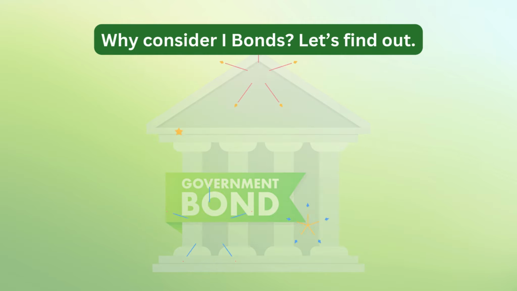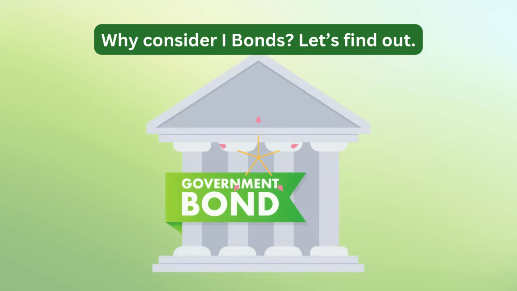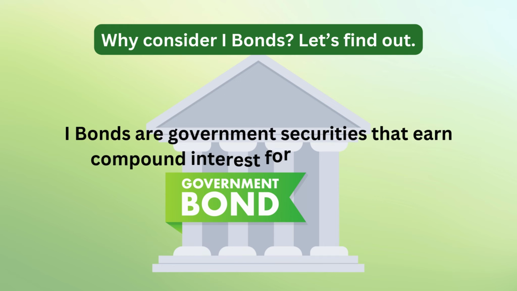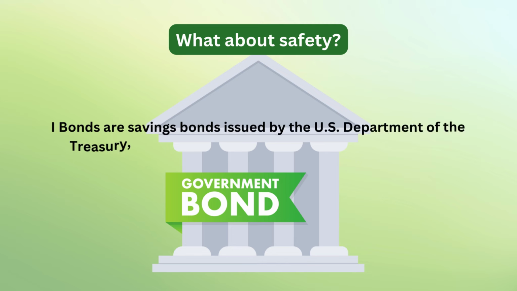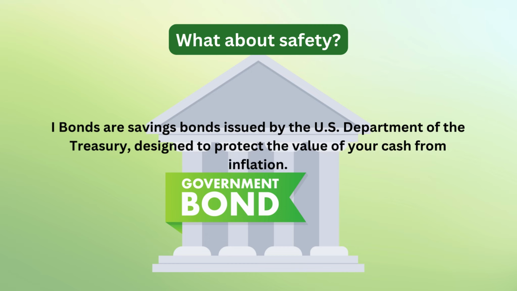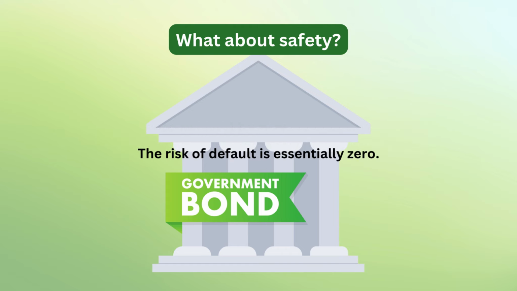Now, before you decide to go with a CD right away, I encourage you to take a closer look at what I-bonds have to offer. I-bonds are government securities that earn compound interest for up to 30 years. What about safety? I-bonds are savings bonds issued by the U.S. Department of Treasury, designed to protect the value of your cash from inflation. They are considered one of the safest investments available. After all, they are backed by the U.S. government, which means the risk of default is essentially zero.